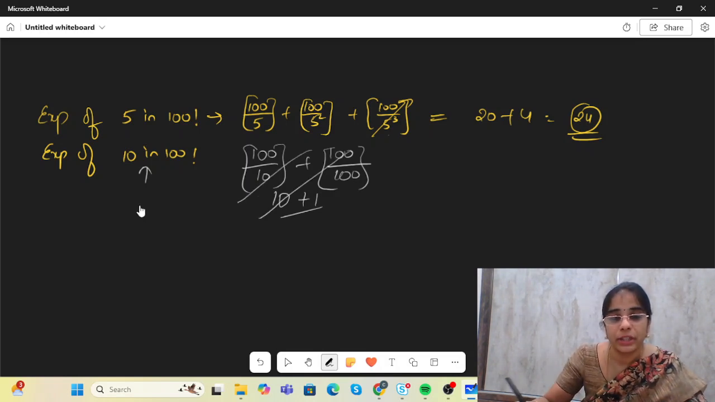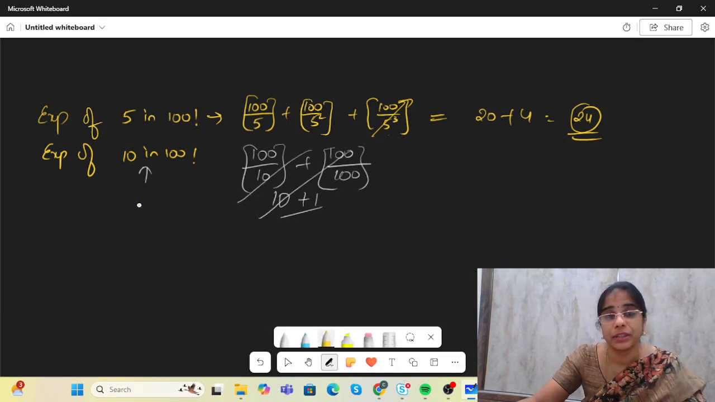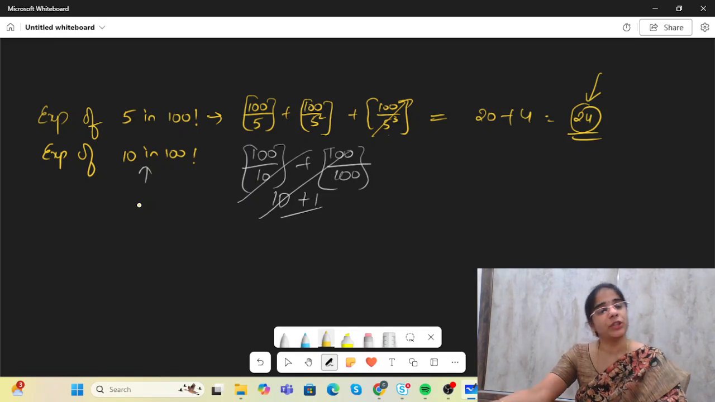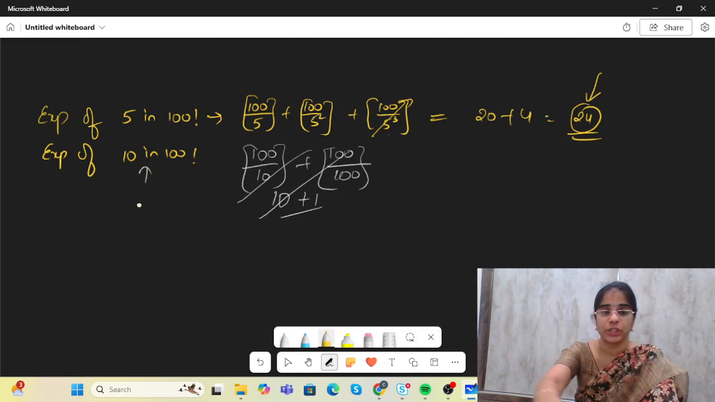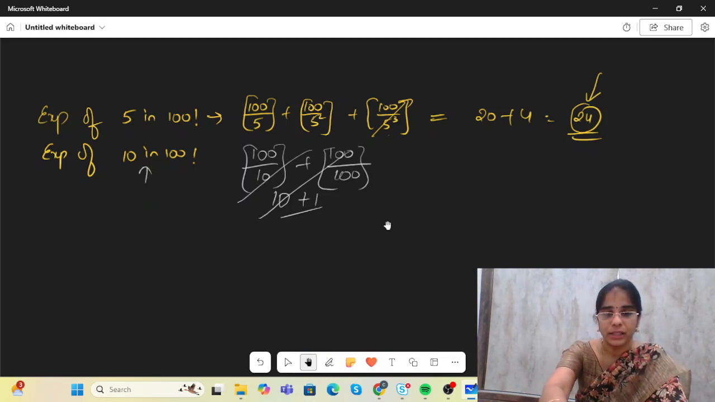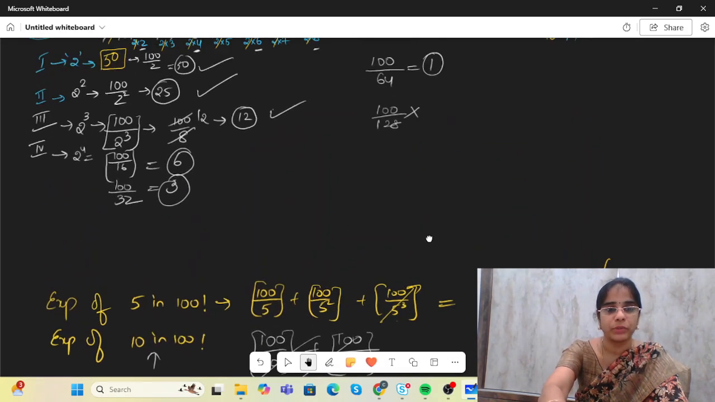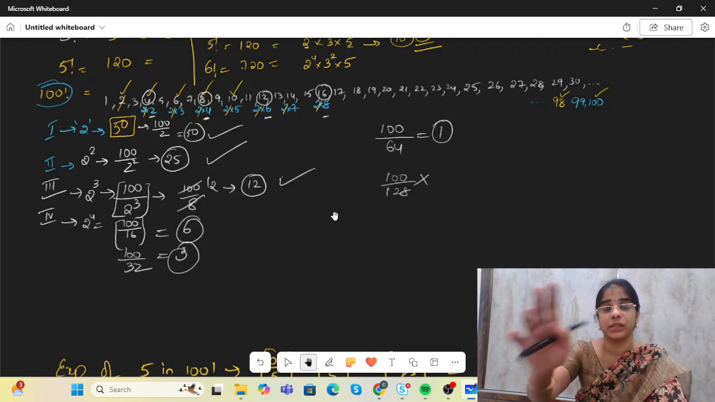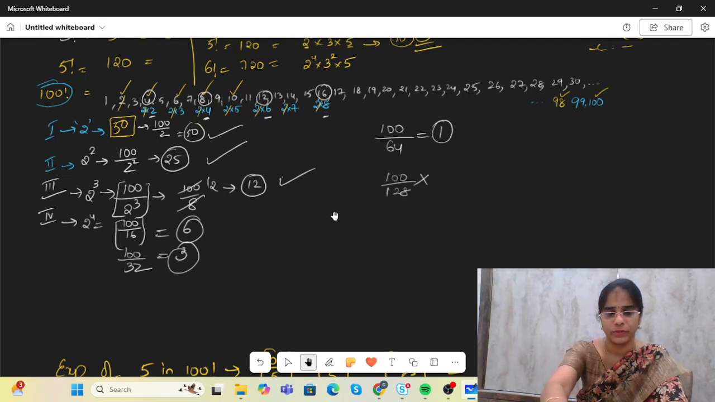See, as we already have five power values to be 24. That means we already have 24 fives. And how many 2's do we have? We have so many 2's. We just now calculated, I guess, isn't it? So more than 24, obviously. How many 2's? It is 50 plus 25 plus 12 plus 6 plus 3 plus 1 2's is what we have. So many 2's is what we have.